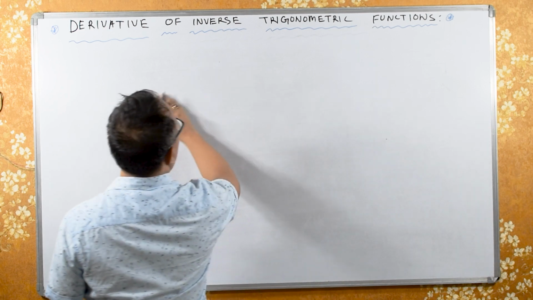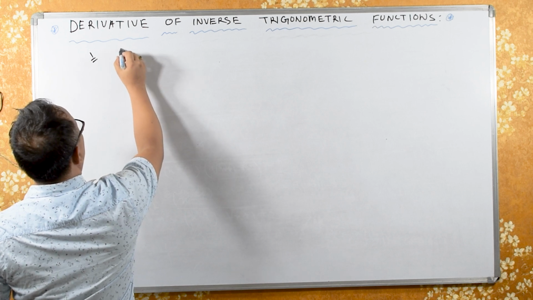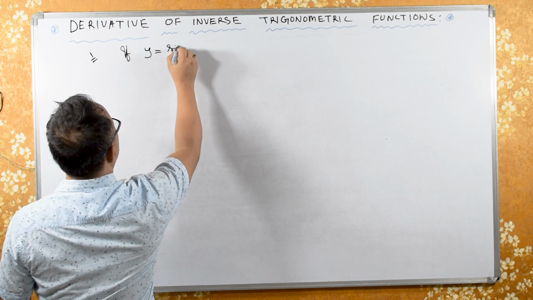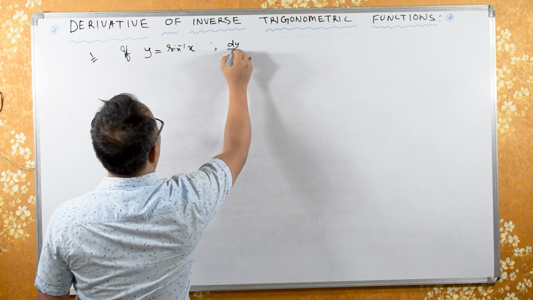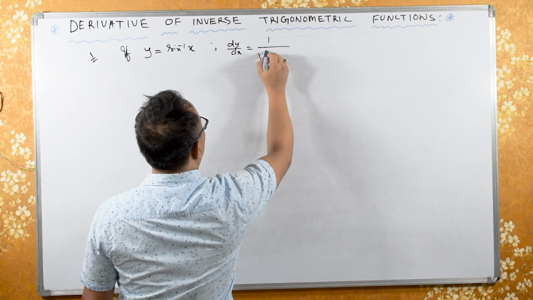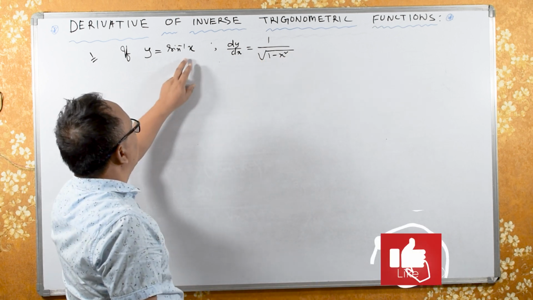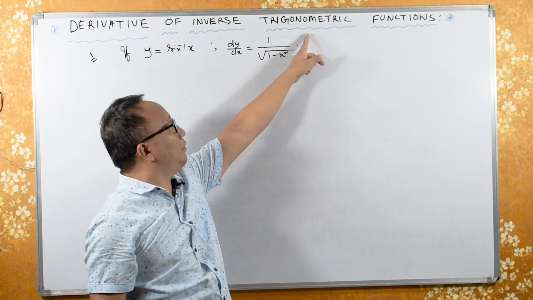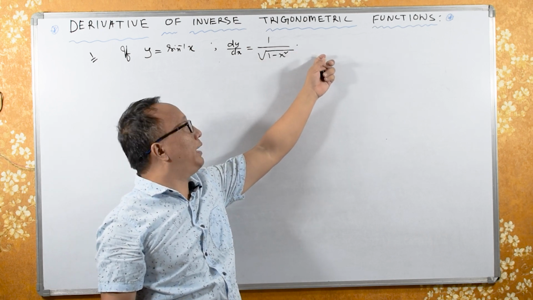Okay, so say for example, number one, we have if y equals sine inverse x, then dy by dx is 1 upon square root of 1 minus x square. And again you have to differentiate x here with respect to x. So dy dx of x is 1, that's why I am not keeping anything.